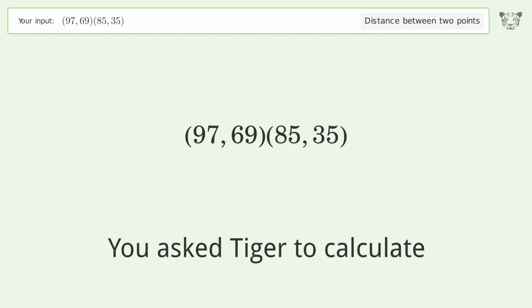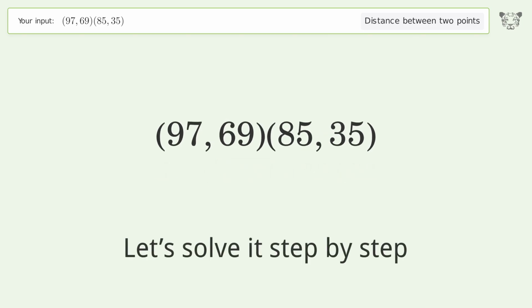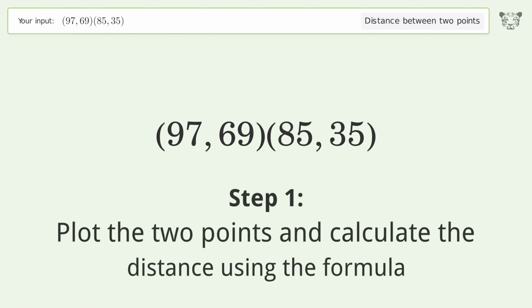You ask Tiger to calculate. This deals with the distance between 2 points. The distance between the 2 points is the square root of 1300, or 36.056. Let's solve it step by step. Plot the 2 points and calculate the distance using the formula.